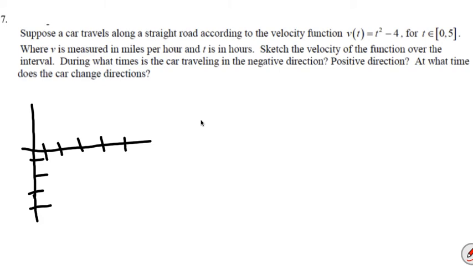So if we're sketching this, t squared minus 4 drops down 4, and this is going to be an upward facing parabola. It's also going to cross through 2 because that's one of the zeros. So we're going to have a function that kind of looks, I mean, if I had actual grids here, it would look a little better, but we get the idea there, right? So during what times is a car traveling in the negative direction?